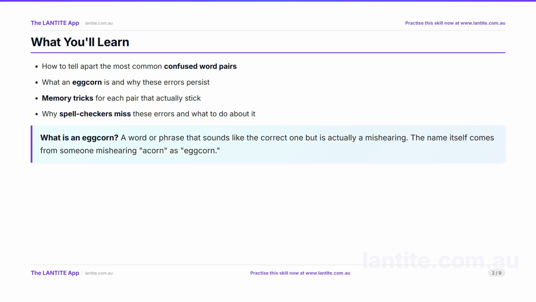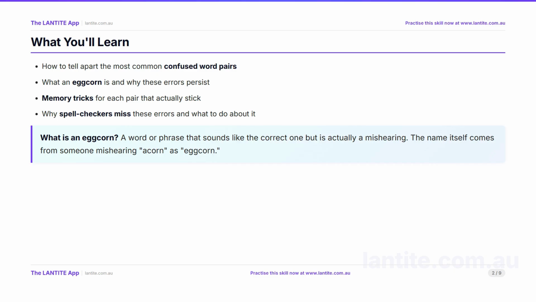Here's what we will cover. First, the most common confused word pairs and how to tell them apart. Then, what eggcorns are and why these errors are so persistent. We will go through memory tricks for each pair, ones that actually work and stay with you. And finally, why spell checkers cannot catch these errors.